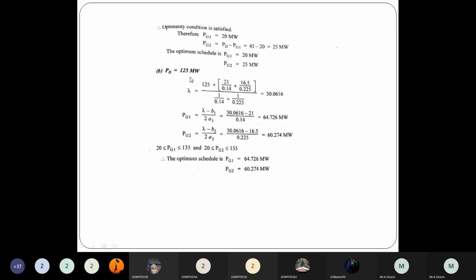Second case, my PD is 125. For the 125 case, I have to find out the lambda: 125 plus 21 by 0.14 for the first cost, 16.5 divided by 0.225, whole divided by 1 divided by 0.14 plus 1 divided by 0.225. So the lambda value should be 30.0616. Based on the lambda calculation, you have to find out your PG1 as well as PG2: lambda minus B1 by 2A1, lambda minus B2 by 2A2. So two different powers you are achieving. The minimum limit and maximum limit given are 20 and 135. It is within the range only.